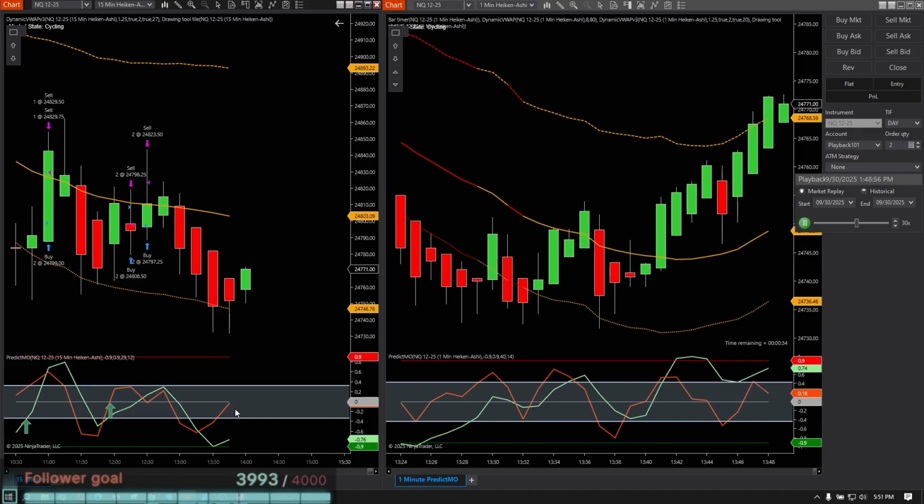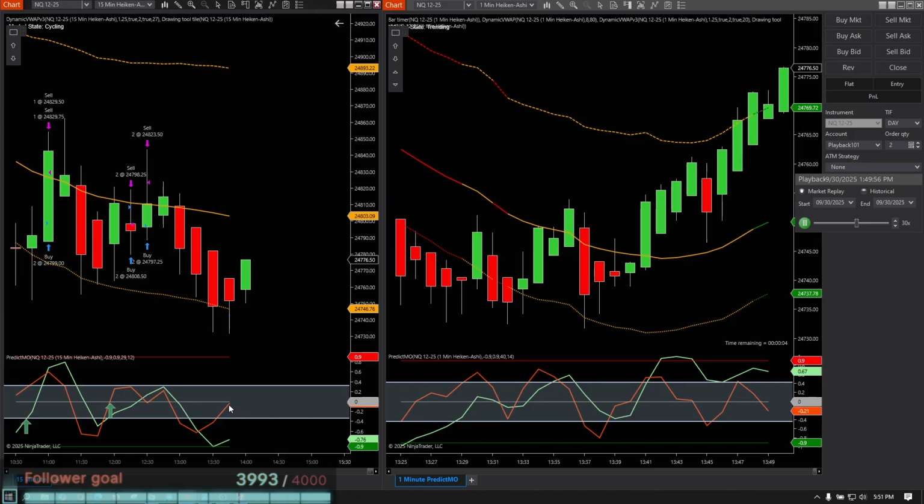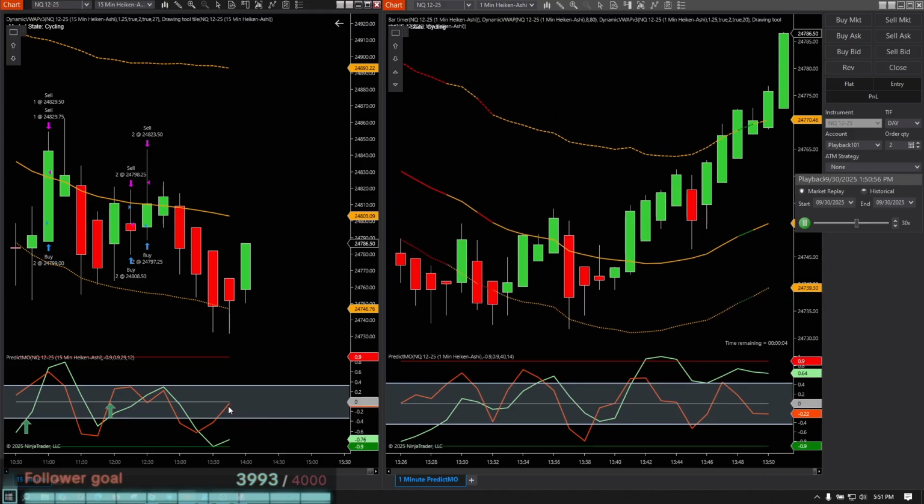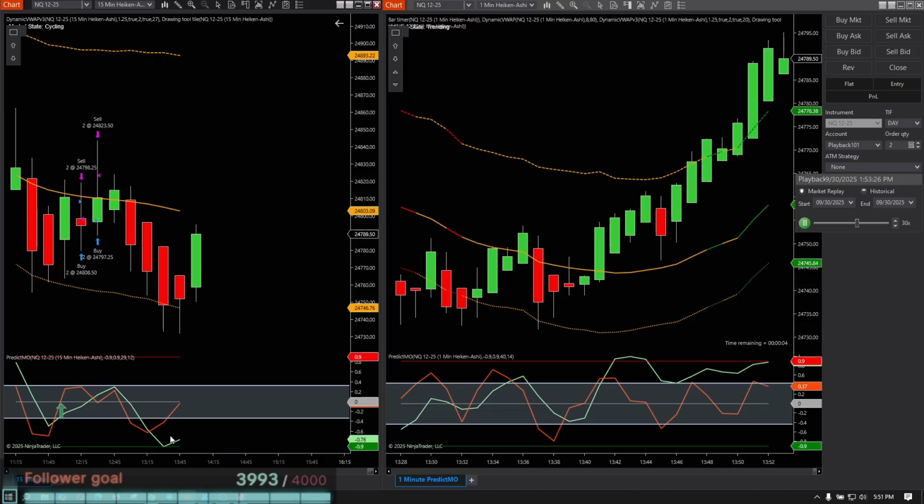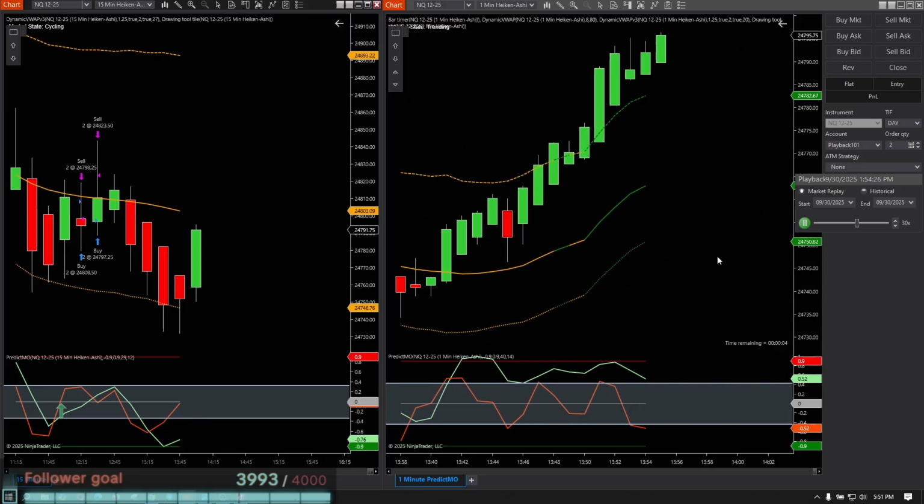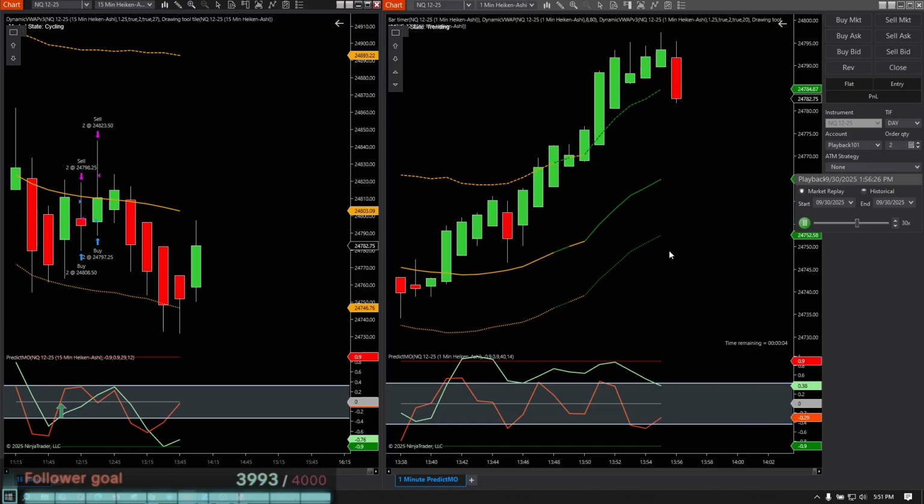The first clue is that we want to make sure that we get the orange line to cross above the zero line right there. The moment it crosses above the zero line and we hit the inflection point, then we can look over here towards our execution chart, which is your 1 minute, and decide where to take the trade.